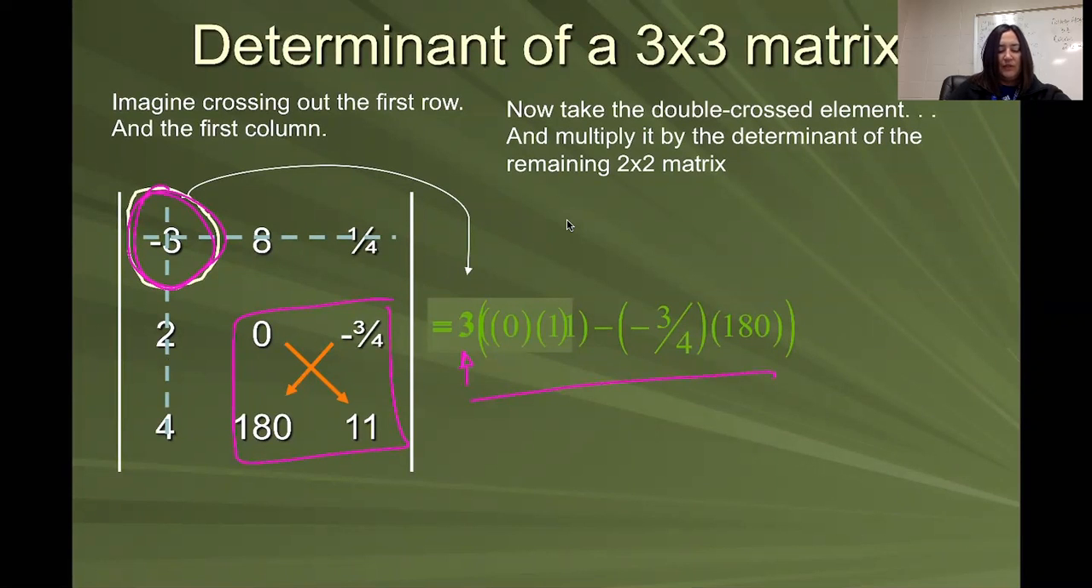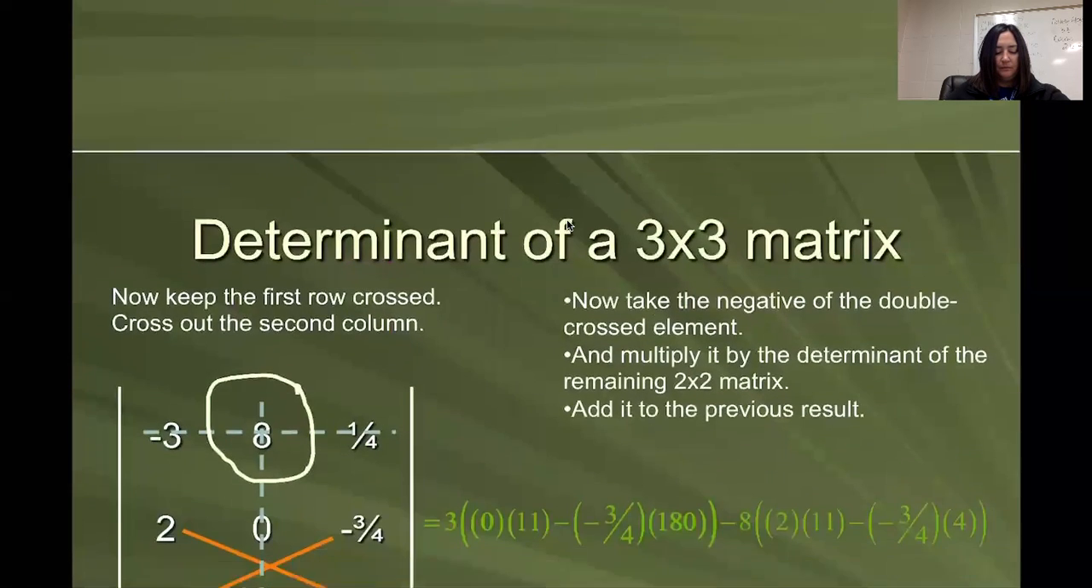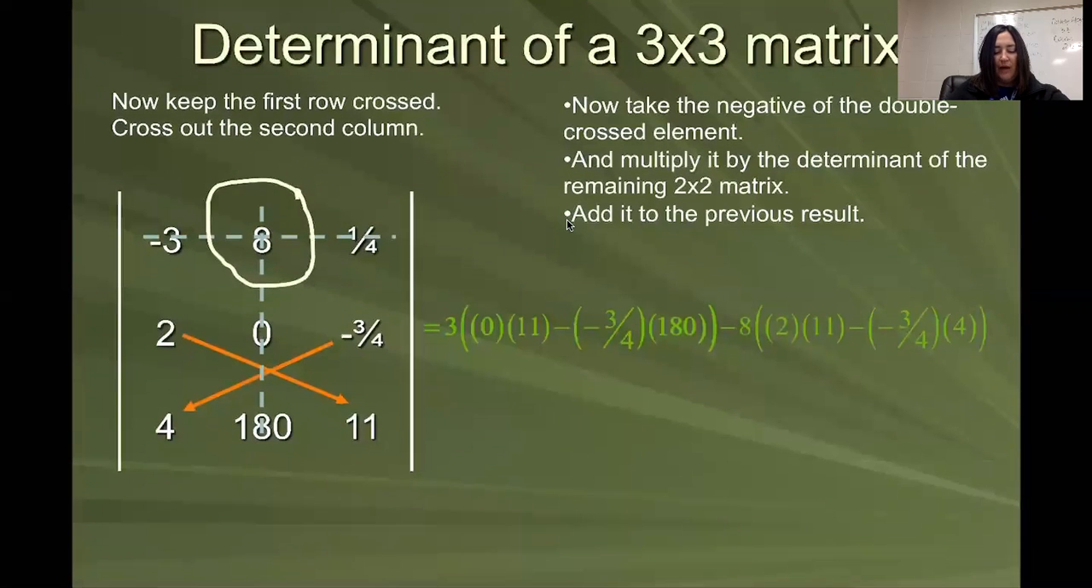Now we have to do this 3 times. We have to do this for the 8 and the 1/4 as well. So when we do that, we continue on. Here's our first piece. But notice here that there's a subtraction sign, so our signs are going to alternate. So we're going to put a minus. Again, we're going to put that number that's there, that 8. We're going to cross off that row and column that the 8 is located in and do the matrix for the 2, 4, and the -3/4 and 11.